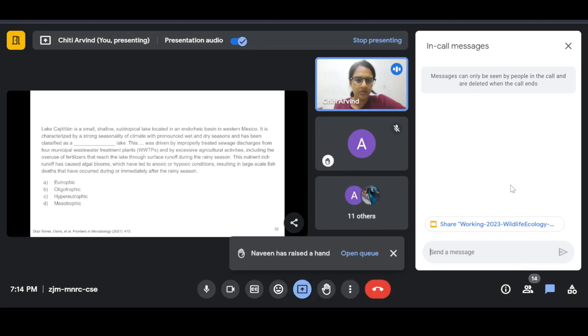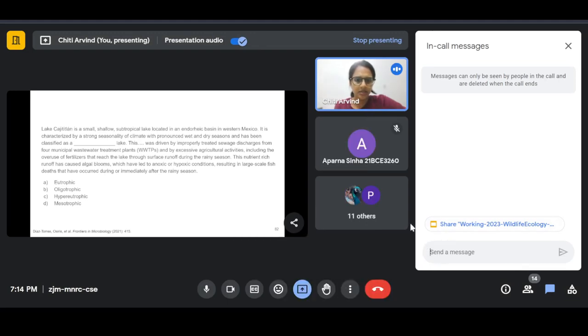I have lost the chat history again, so please type your answers again about this type of lake. Is it a eutrophic lake? Is it an oligotrophic lake? Is it a hypereutrophic lake or a mesotrophic lake? Okay, one answer for C, another answer for C.